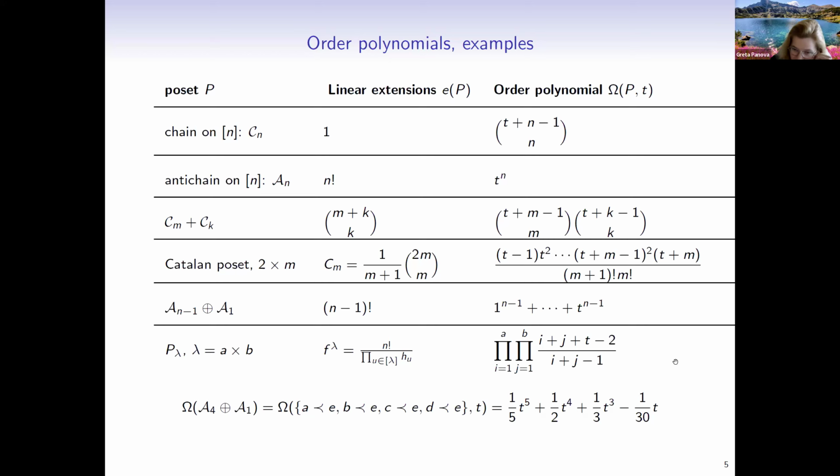From what I was saying earlier, we should believe that this is always a polynomial of degree n, which is the number of elements in the poset. And so for this particular case, we get a negative term.